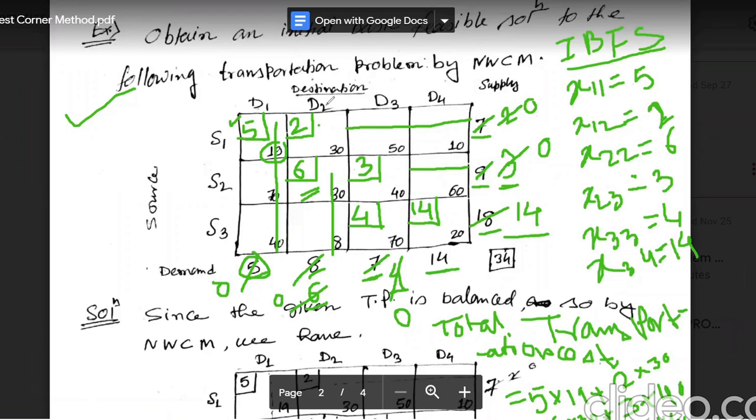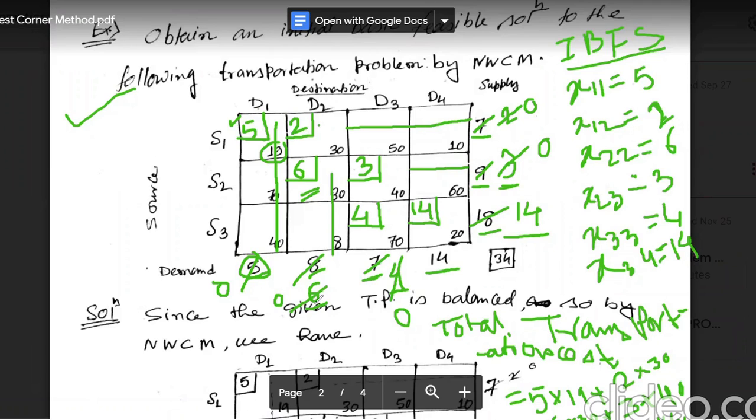Now check here, the destination D2. What is the demand for D2? 8 units. And from source S1, how much can you supply? 2 units. So 2 and 8, which one is the minimum? Whichever is the minimum, that one you have to allocate. So 2 is the minimum, so we have allocated 2 units here. Out of 8 units, 2 units have been supplied to D2, but the demand has not been fulfilled yet.